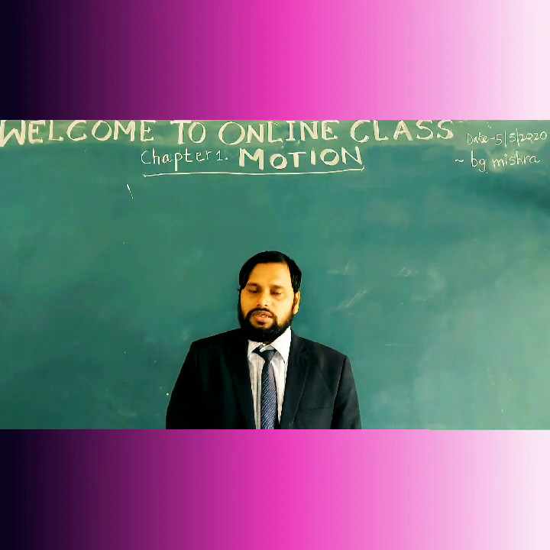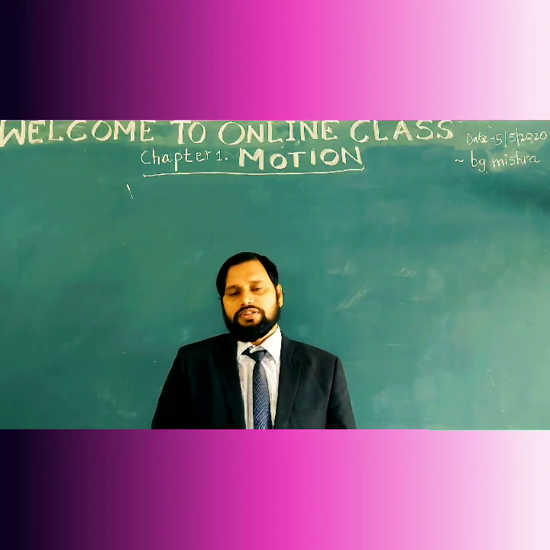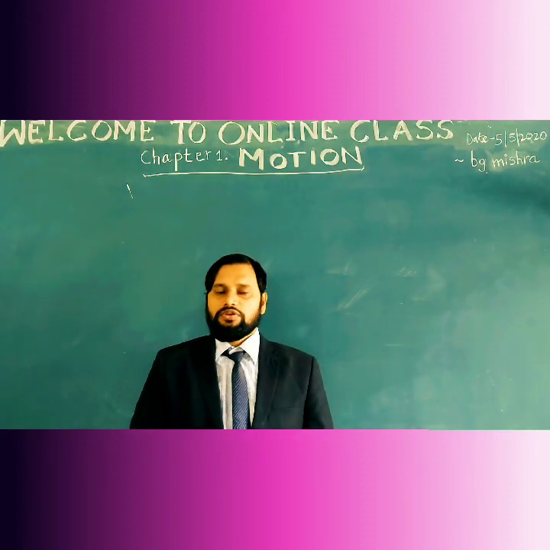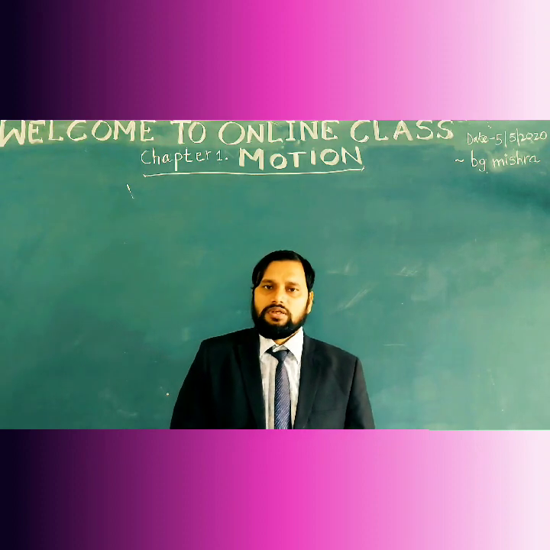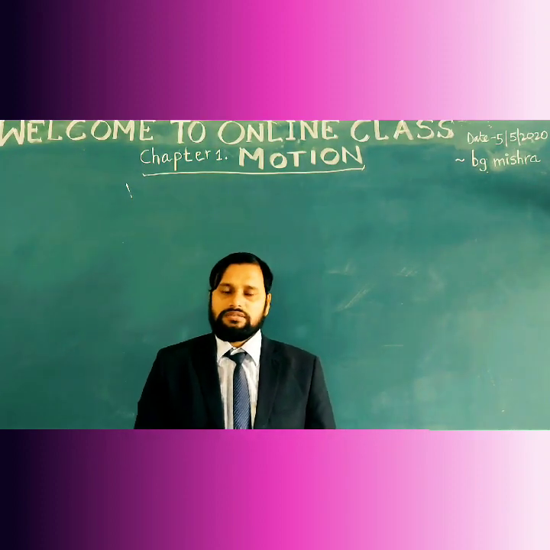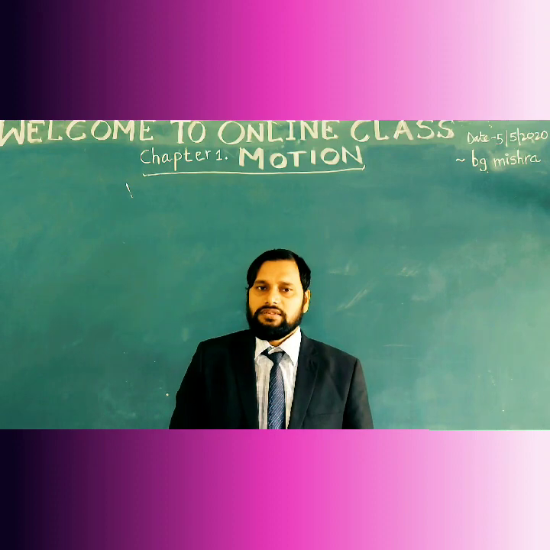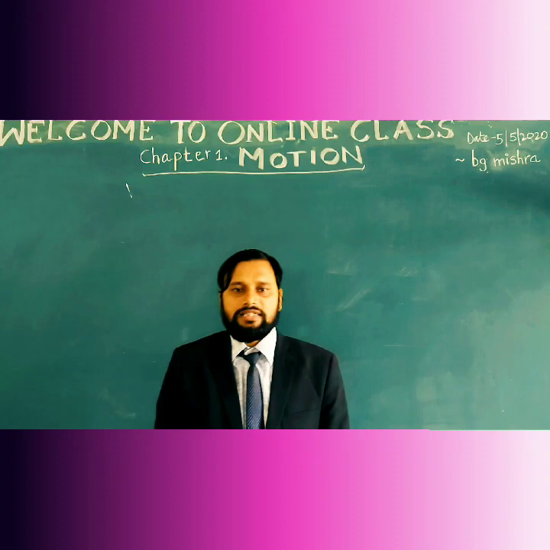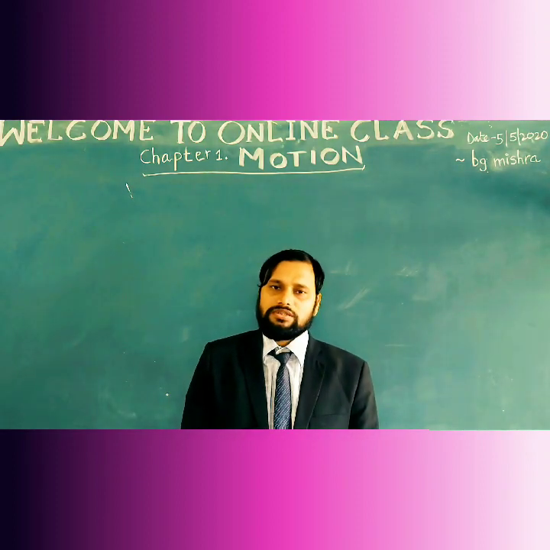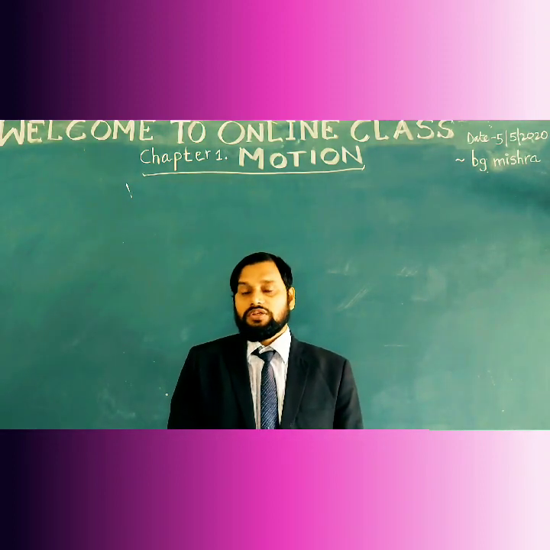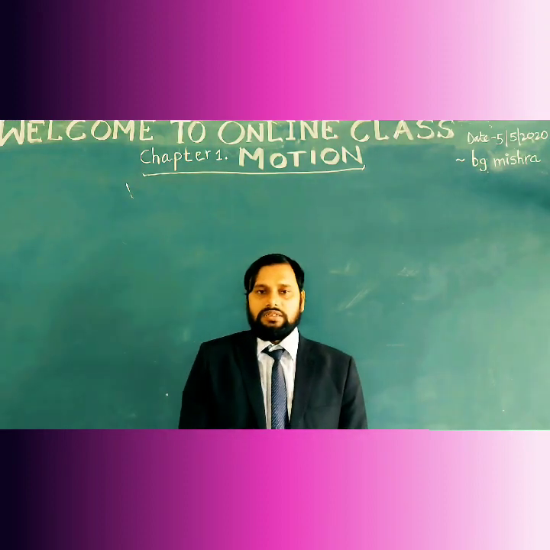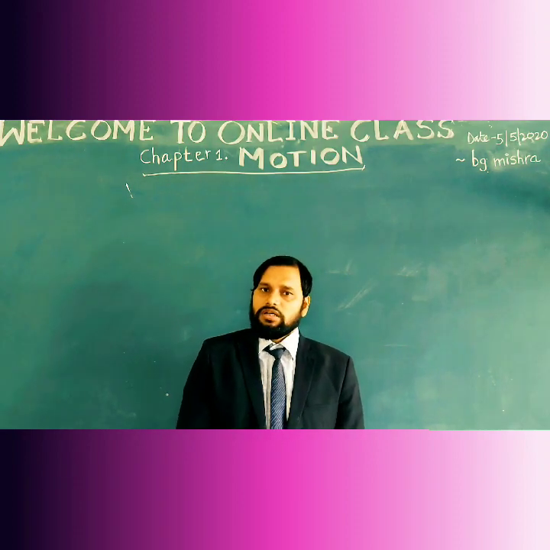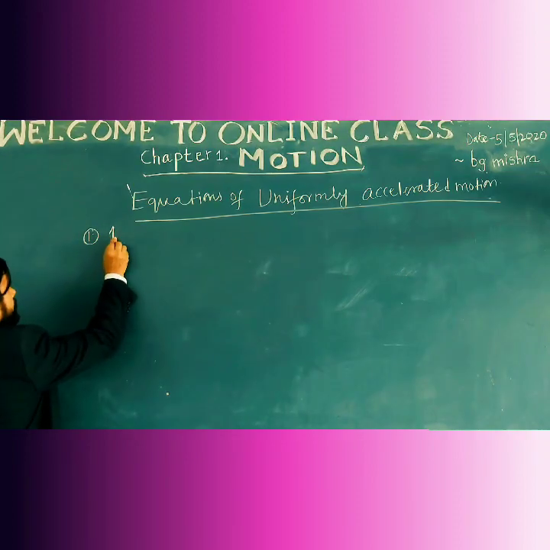Equations of uniformly accelerated motions. So here there are three equations of motions, and with the help of these three equations of motion we will solve the numericals. So the first equation of motion is v equals to u plus at. Second equation of motion is s equals to ut plus half at square, and the third equation of motion is v square equals to u square plus 2as. So now we are going to derive these three equations of motion. Understood?